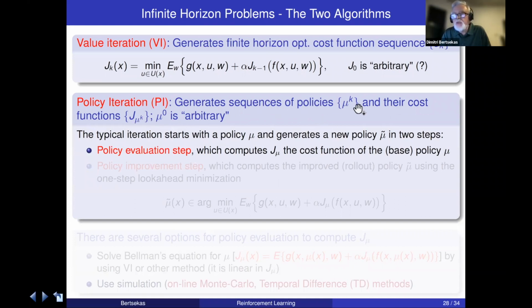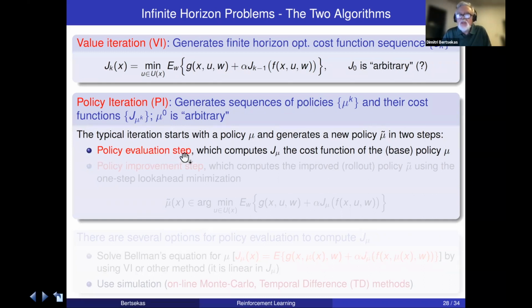It generates a sequence of stationary policies. Stationary policies are denoted by just the single common policy component, mu. So how does this policy iteration work? Well, the typical iteration starts with a policy mu and generates a new policy, mu tilde, with two steps.